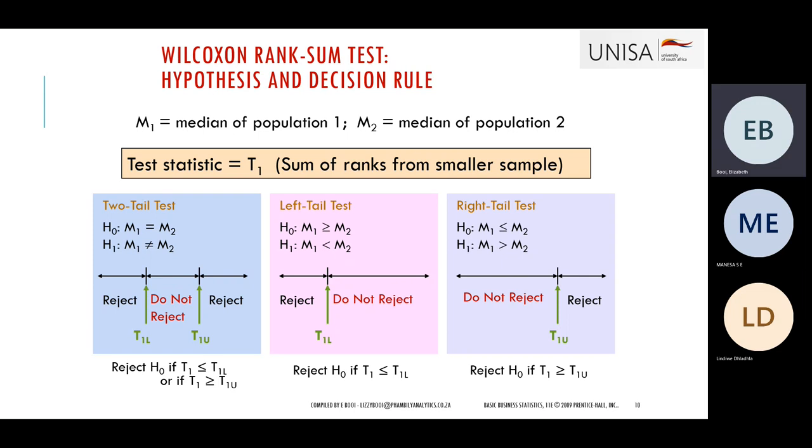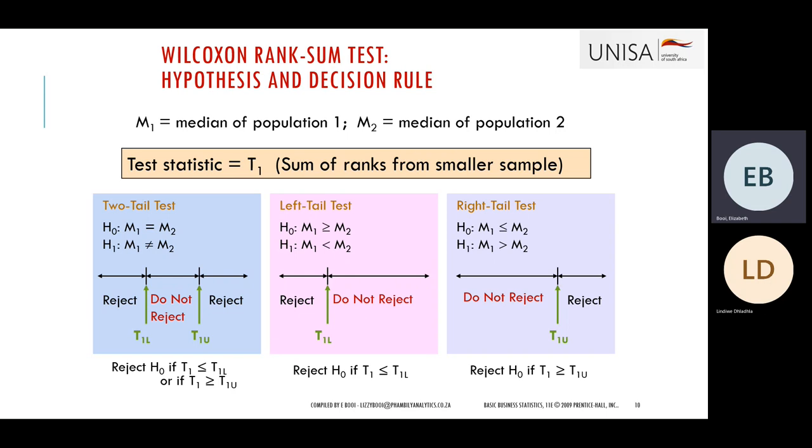Right. And for the right tail test, the alternative will be that the median for population one is greater than the median of population two. And you will only have one region of rejection.